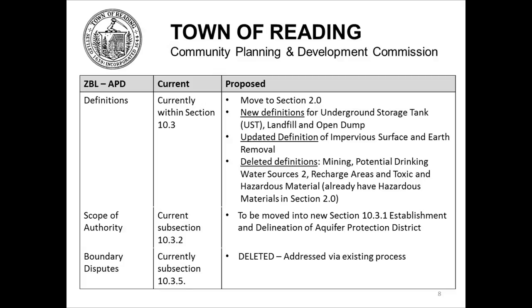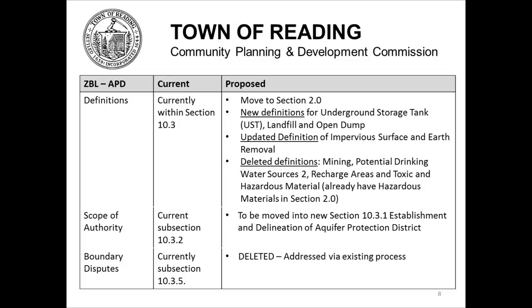So let's now move into some details regarding the proposed changes to the Aquifer Protection District bylaw. A number of updates have been proposed to the definitions currently located in this section. First, we moved all the definitions to section 2.0 of the zoning bylaw entitled Definitions. This was a stated goal of the zoning bylaw rewrite to centralize definitions as much as possible. This moves us in that direction.